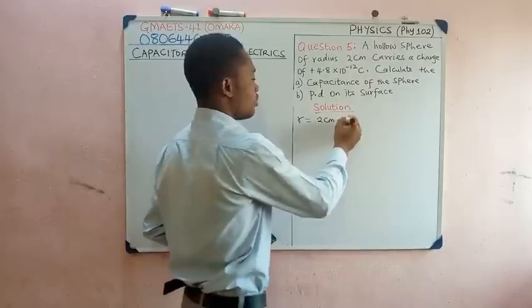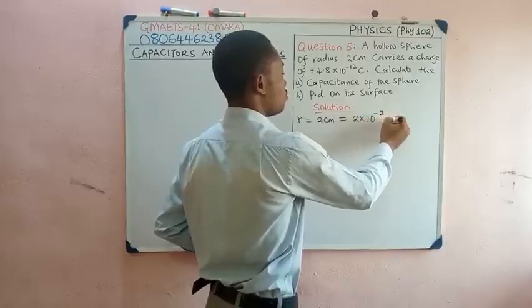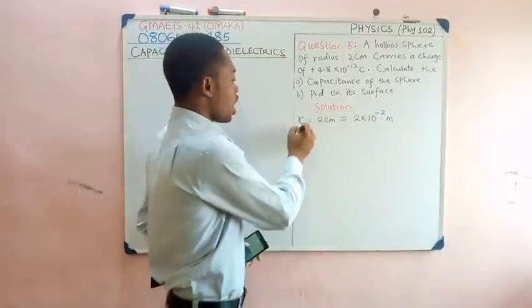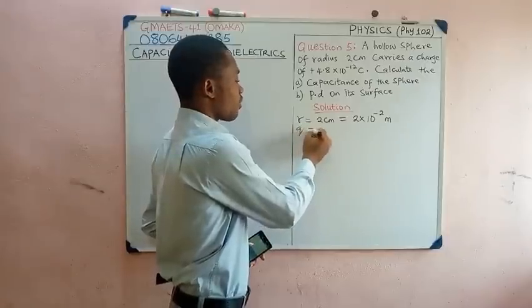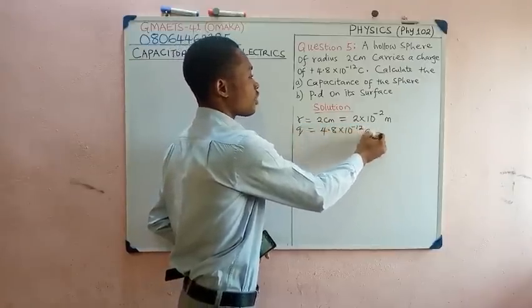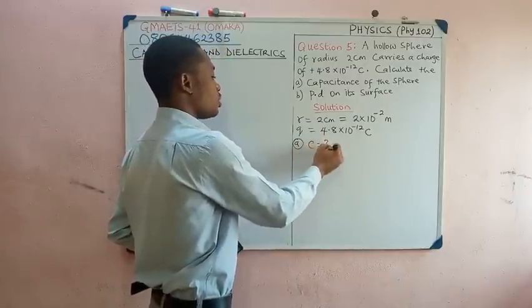The radius is 2 cm, which is the same as 2 times 10 raised to the minus 2 meters, that is, 2 divided by 100. Then the charge that the sphere carries was given to us to be 4.8 times 10 raised to the minus 12 Coulomb. We have to calculate the capacitance, which we don't know.